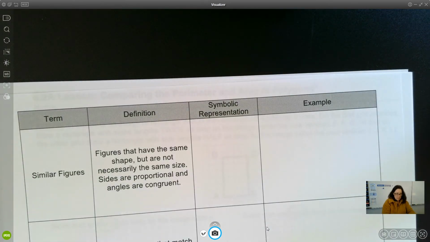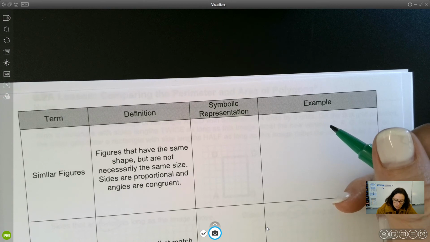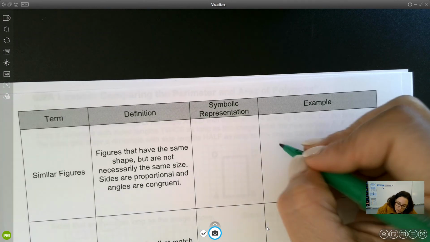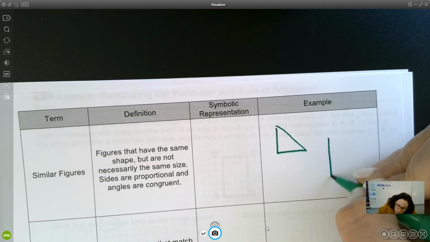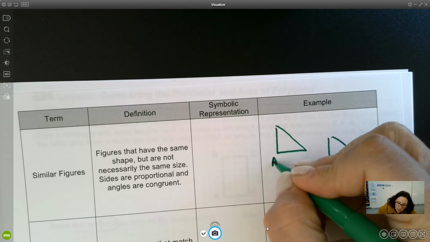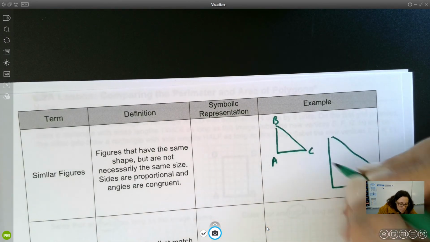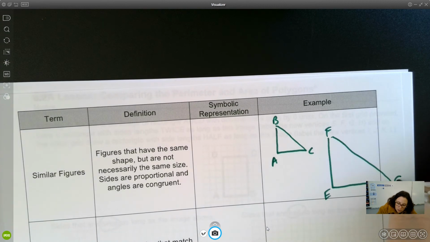Wrapping up this lesson, guys. Similar figures are figures that have the same shape but are not necessarily the same size. Sides are proportional and angles are congruent. So here's an example. A, B, C, E, F, G.